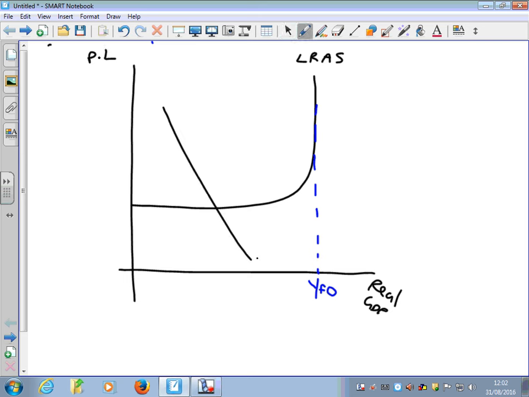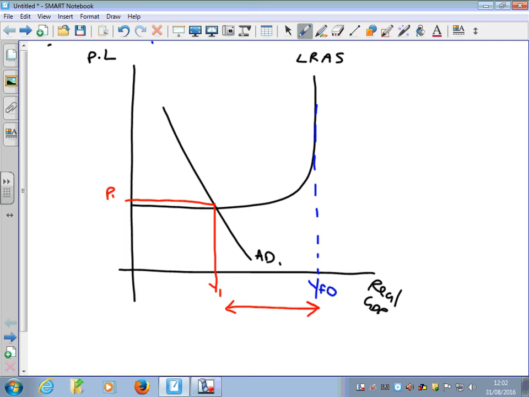But this time, what we assume is the economy can get stuck, it can stall, if you like. I mean that we get stuck here. Look at the problem now. Y1 to YFO. We've got all this spare capacity, a negative output gap, meaning unemployment is really, really high, for example.